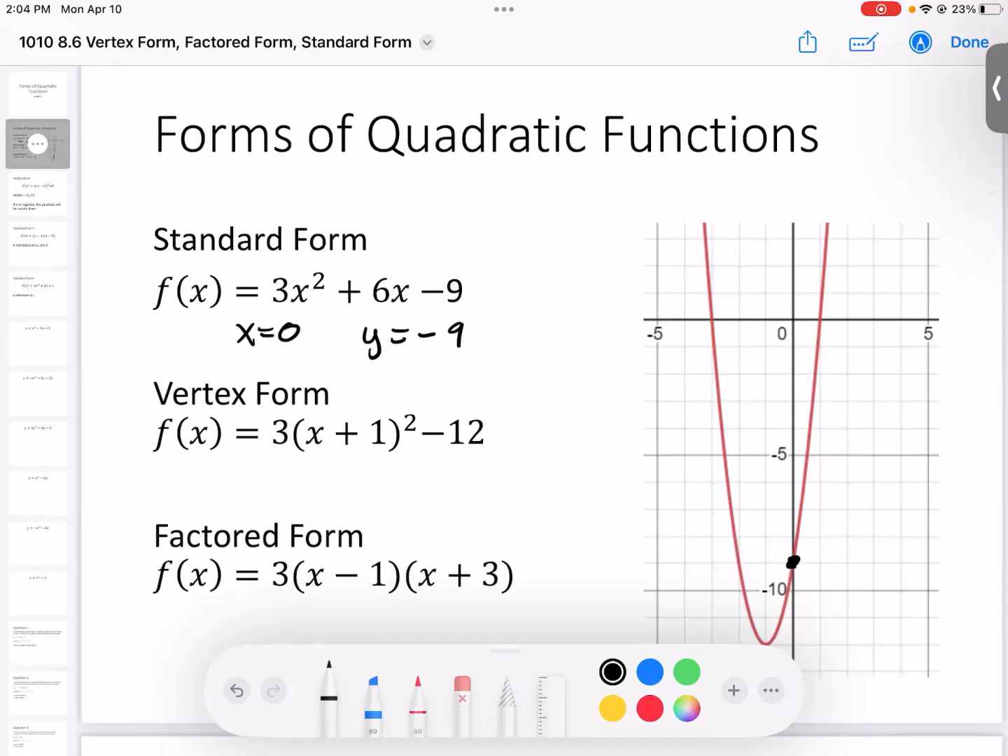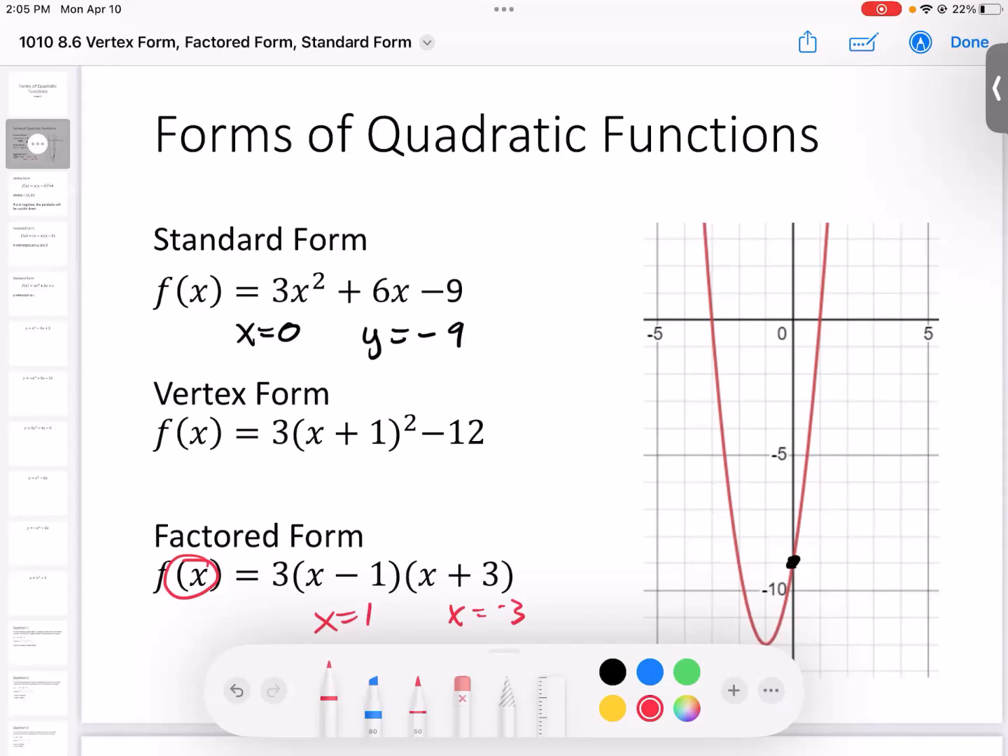Factored form is good for finding the x-intercepts, because if you have an x-intercept, that's going to be where y equals 0. So you would say, well, if y equals 0, what makes the equation true? Well, that's going to be x equals 1 and x equals -3. And you can see on the graph that those 2 points are x-intercepts. So factored form is nice for finding the x-intercepts.